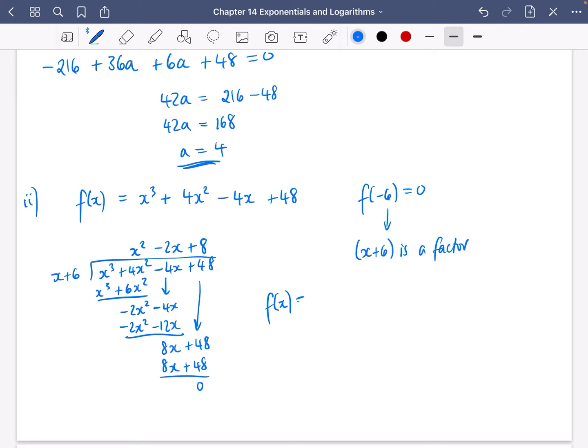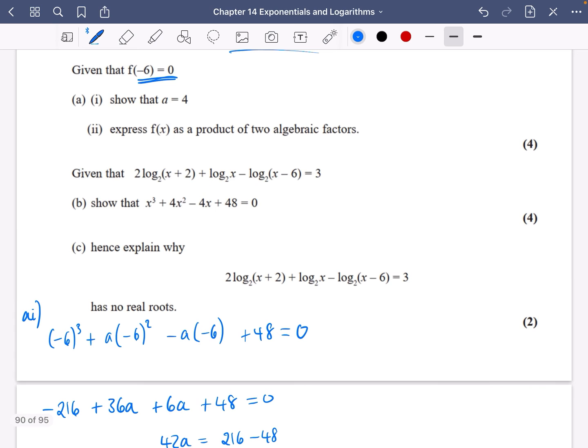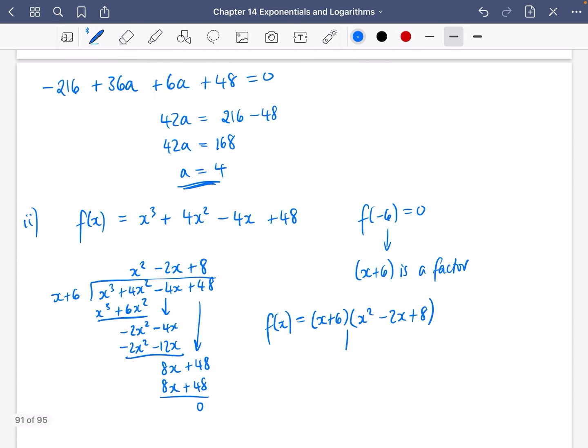So this now tells me that f of x is equal to x plus 6, and then the result of the division, which was x squared minus 2x plus 8. So let's just double check that we've done what it asked for. It says to express it as a product of two algebraic factors. A product means a multiplication. These two things are being multiplied, and this is an algebraic factor, and this is an algebraic factor. And there's no way that I can factorize this that I've got here. It doesn't have any factorizing. That's why it's only wanting it as two particular things.